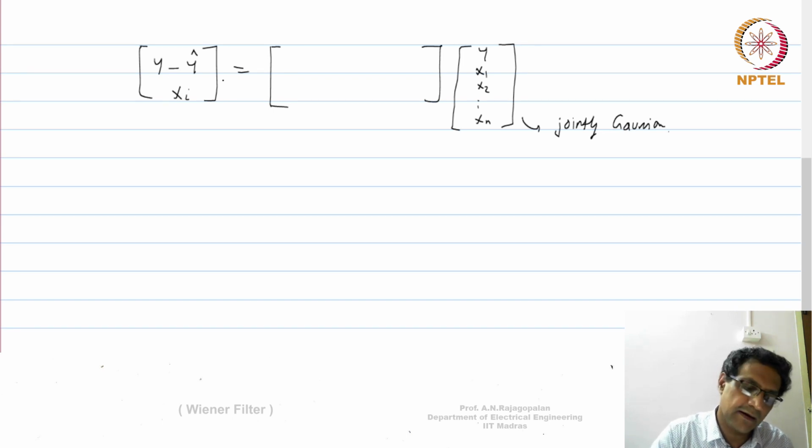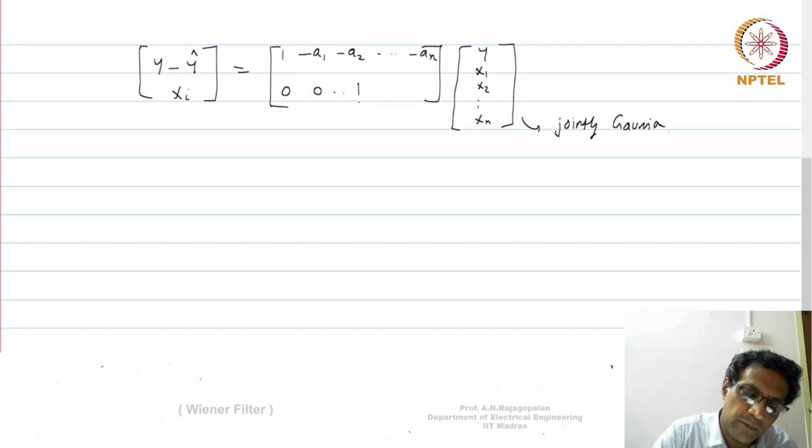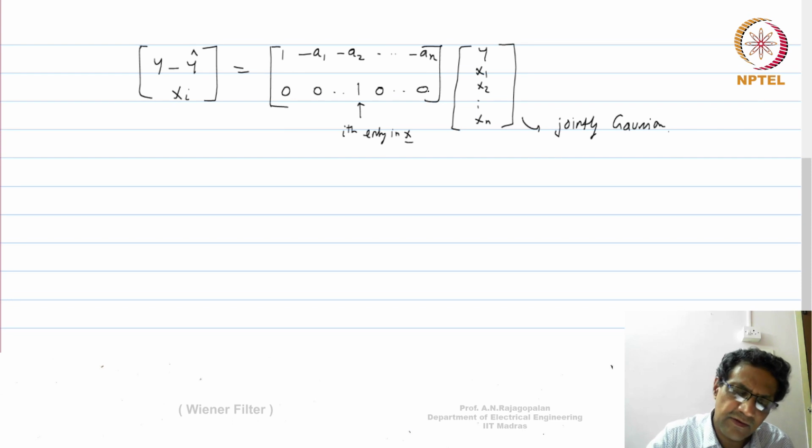Now if you look at y minus y hat, I can actually write this as 1 and then minus y hat. So y hat is a1 x1 plus a2 x2 and so on. Therefore, we can simply write these coefficients, these entries, as minus a1, minus a2, all the way up to minus an. As far as xi is concerned, we can always write this as 0, 0, all the way up to 1 at the ith entry in x. So out of x1 to xn, somewhere you will have an xi, and with respect to that you will have a 1 here, followed by all zeros.